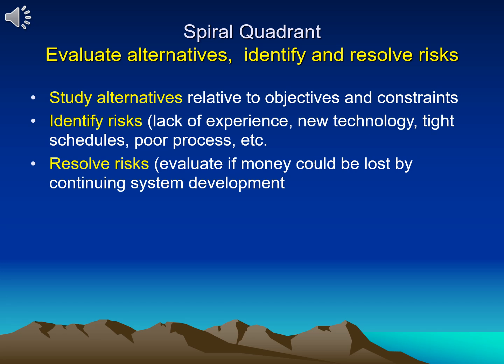New or unstable technology. Using the latest technology sounds exciting, but it may be untested or unreliable, causing unexpected failures. Tight schedules. Unrealistic deadlines can lead to poor quality code and burnout. Poor development process: lack of proper planning, unclear requirements, or poor communication between teams can lead to costly mistakes. Ignoring these risks can lead to project delays, budget overruns, or complete failure.